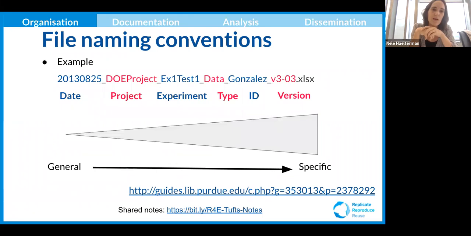And so here it's up to you how specific you want to make your file names. You can see in the example here that if you were as specific as possible, your file name becomes quite long. So whether that works for you or not, you have to experiment a little bit. For me, I don't add the project into my file names, but I do add the experiment and the type and the version for sure, as well as the date. But I don't add the ID or the project itself. So you have to play around with it a little bit.